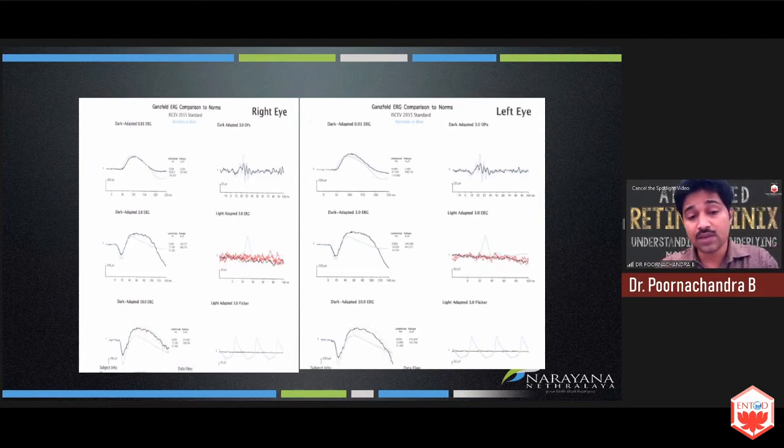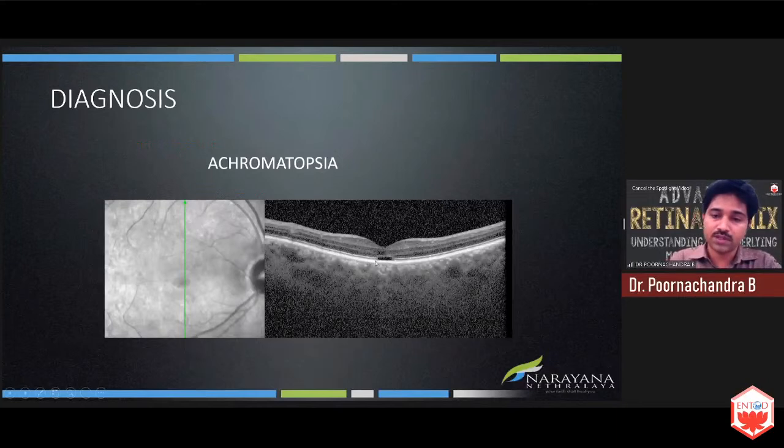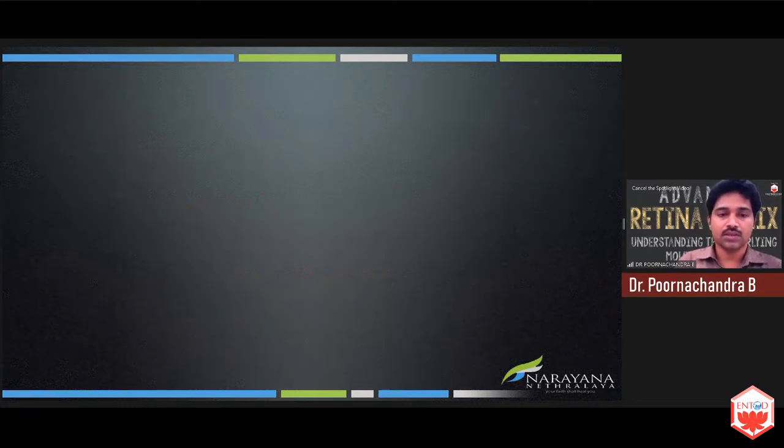But this is the first time I have seen someone with an absolutely normal OCT with achromatopsia, because usually achromatopsia patients, whatever I have seen, usually have these subfoveal cavitations like this. In this patient, I could not make out any abnormality. The OCT was absolutely normal. So if not for ERG, I would definitely have labeled this as malingering.